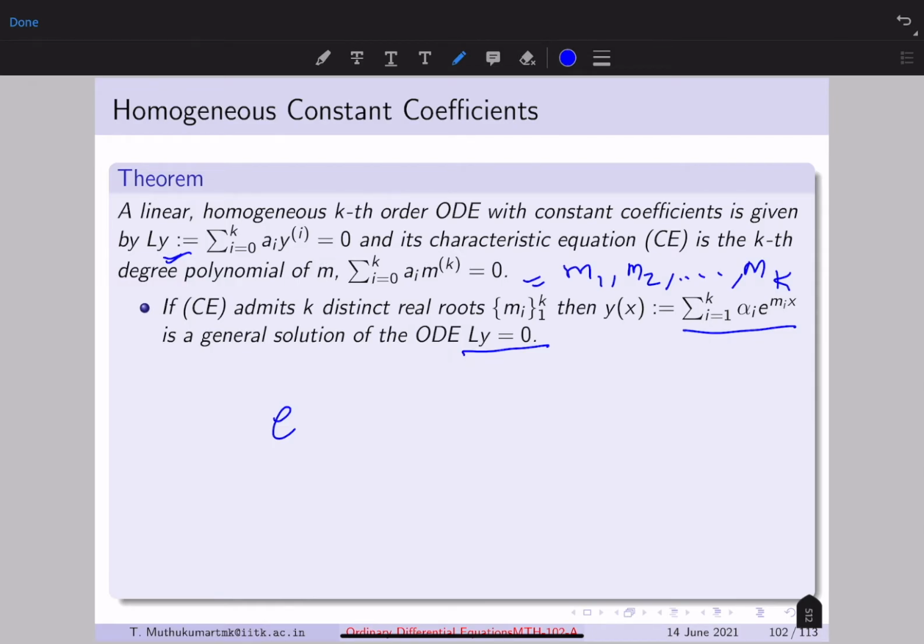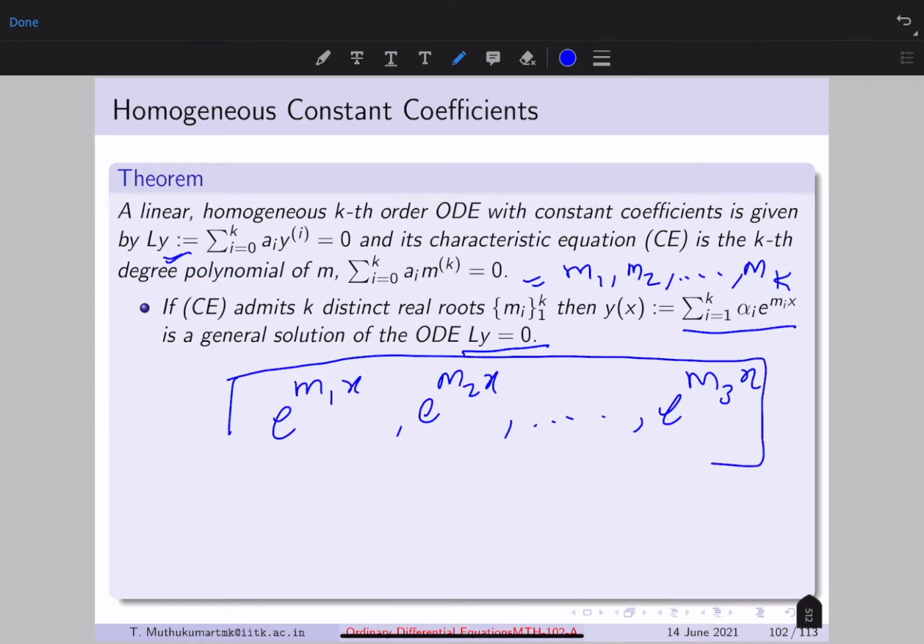What this theorem is telling you is that if you have k roots m1, m2, and so on up to mk, then you have e^(m1 x), e^(m2 x), e^(m3 x), and so on. These are the k linearly independent solutions. So the linear combination of these k elements should generate the solution space. So y is a linear combination of these k elements.